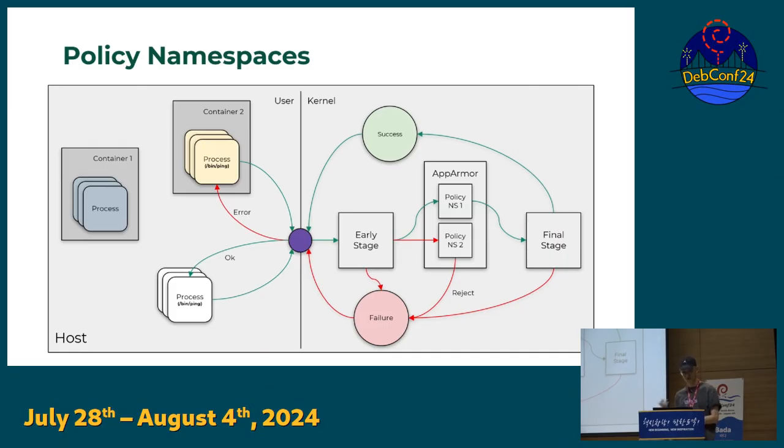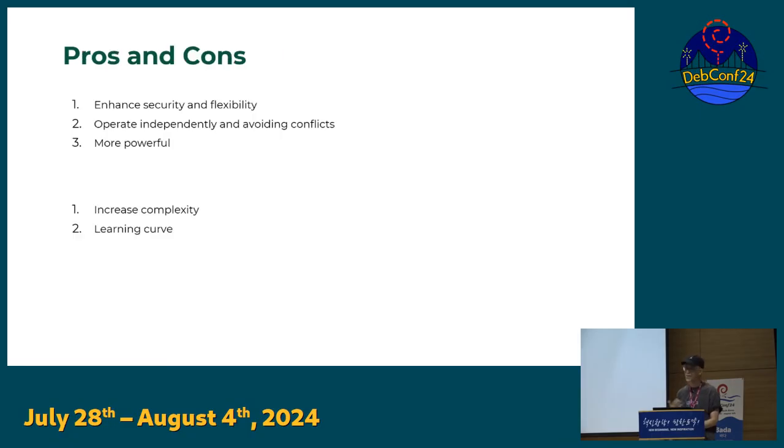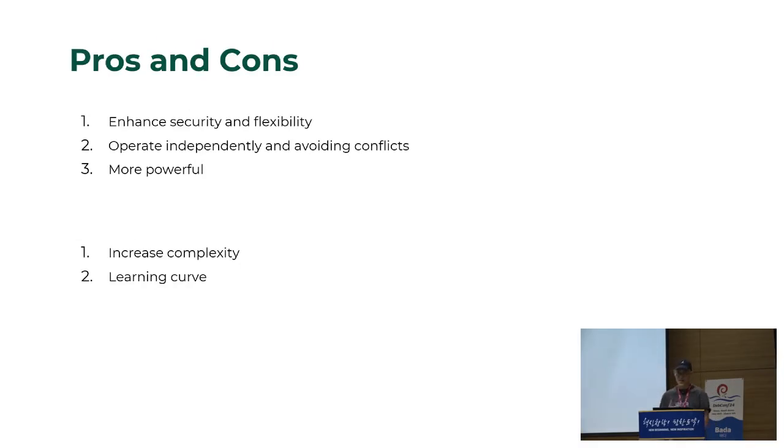by policy namespace 2. Eventually, you can control a set of processes with policy namespace regardless of whether they are run on the host or in containers. So let me wrap it up with pros and cons. Okay. It enhances security and flexibility, operates independently, and avoids conflict. So therefore, your system becomes more powerful.